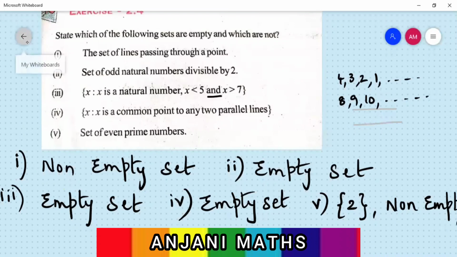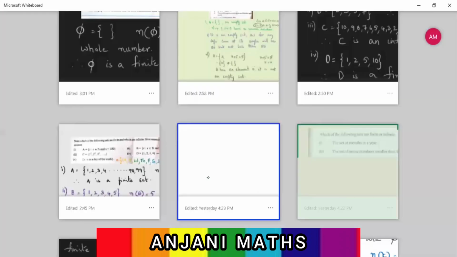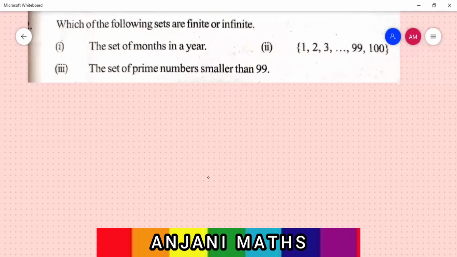Yes, madam. Let us move to the last problem. What is that? Which of the following sets are finite or infinite? First one: finite set, ma'am. Oh, you are very fast.